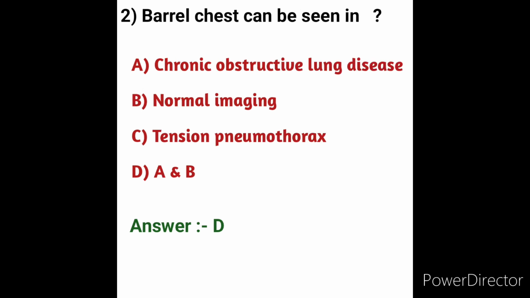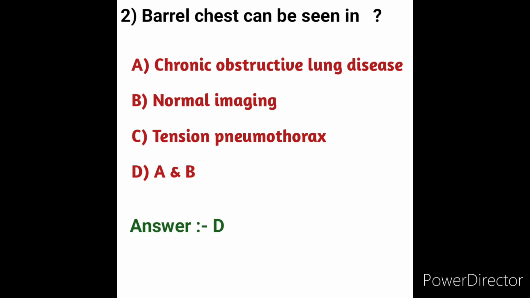Barrel chest can be seen in. We will see the options. Option A, chronic obstructive lung disease. Option B, normal imaging. Option C, tension pneumothorax. Option D, A and B.